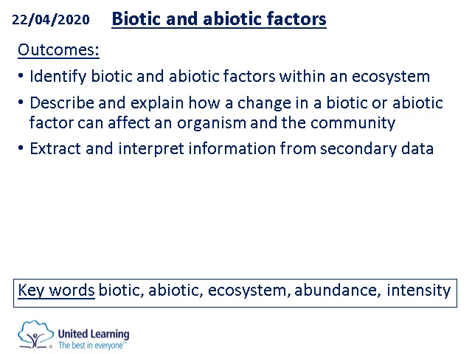I want you to be able to describe and explain how a change in a biotic or an abiotic factor can affect an organism and its community. You also need to be able to extract and interpret information from secondary data from a range of types of graphs. So please make sure you have a pen ready, 2 different coloured pens preferably.